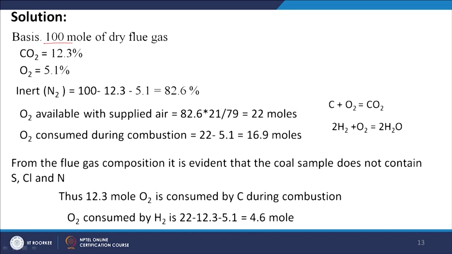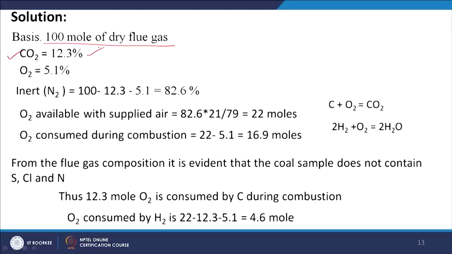So, we are taking 100 moles of dry flue gas as our basis. Then the CO2 is 12.3% and O2 is 5.1%, so 12.3 moles and 5.1 moles, and the inert will be the rest: 100 minus 12.3 minus 5.1, that is equal to 82.6 moles. So, the oxygen supplied with air equals 82.6, assuming that 21% is oxygen and the rest is nitrogen, into 21 divided by 79, so 22 moles.